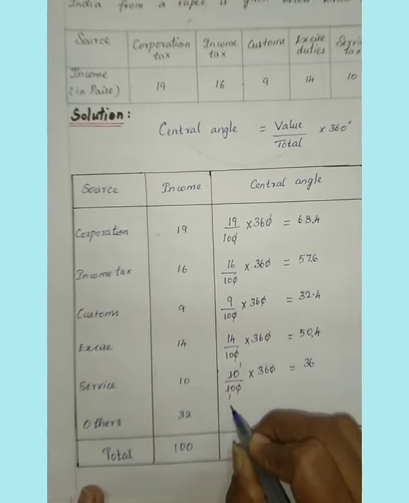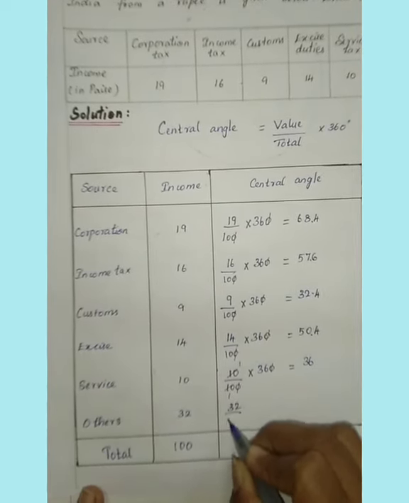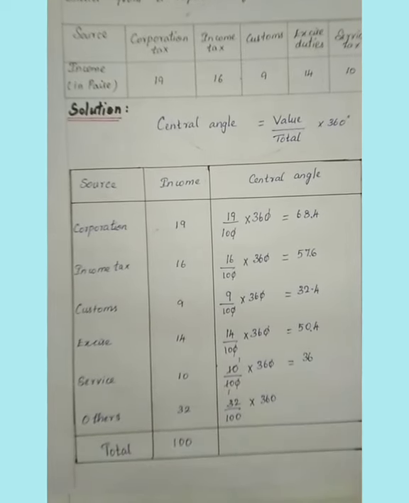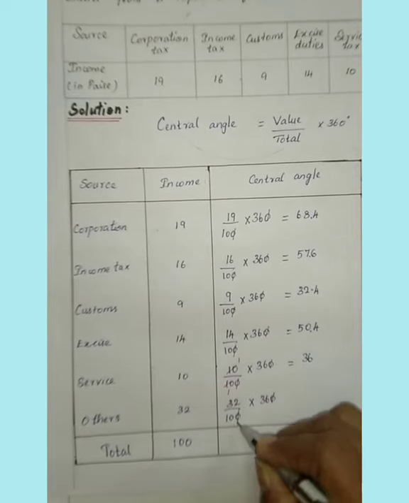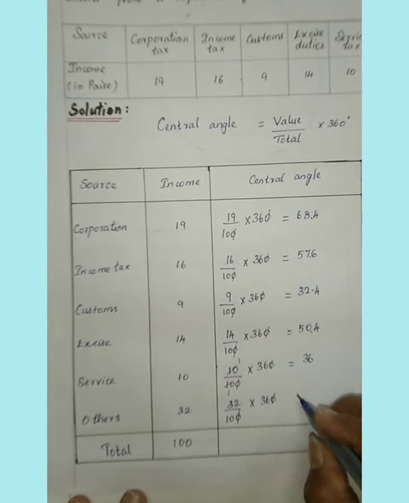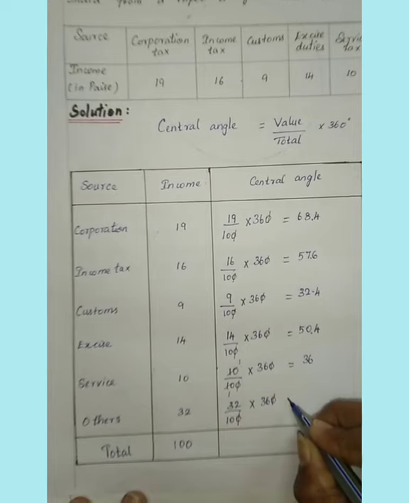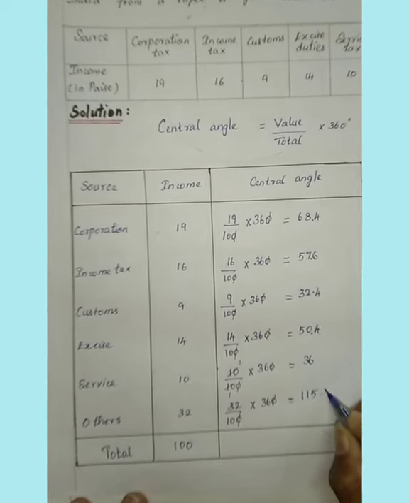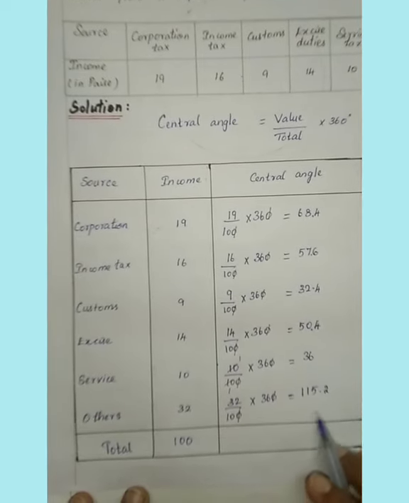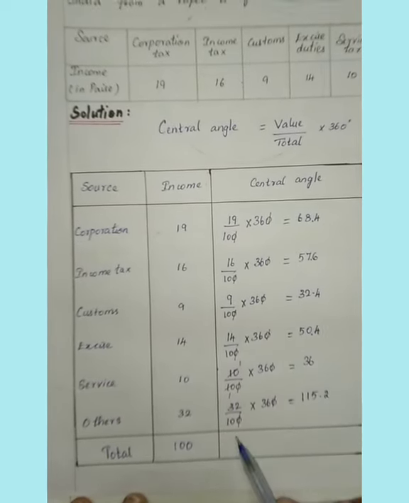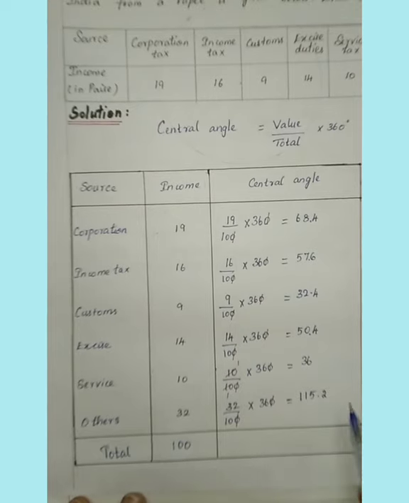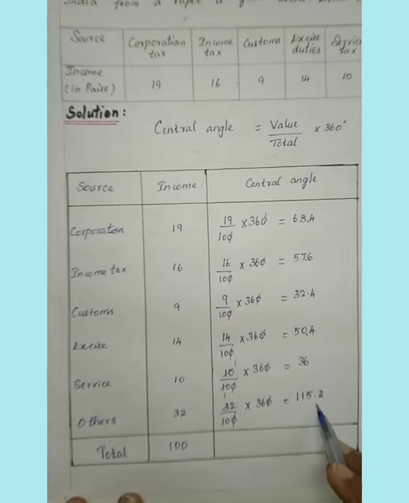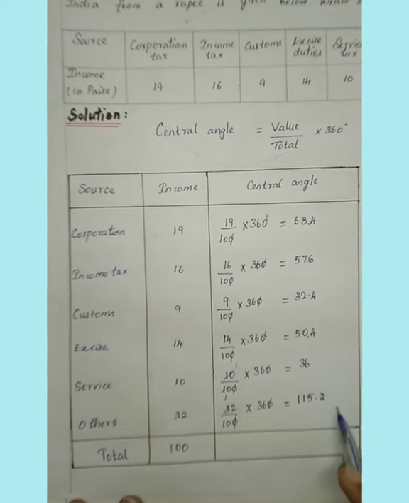Then the last, 32 by 100 into 360. Cancel zeros. 32 into 36 is 1152 we have got. The denominator is 10. So we can place the decimal point from the last. We can leave one digit and place the decimal, 115.2.